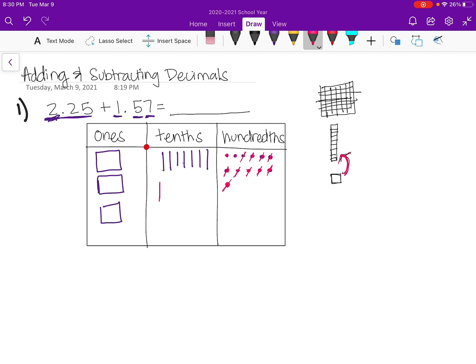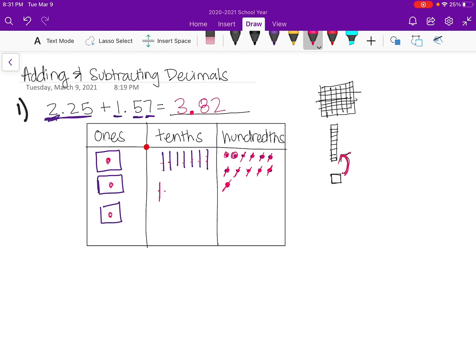1, 2, 3, 4, 5, 6, 7, 8. I have 8 tenths. I have 2 hundredths. Nothing needs to carry over. So my answer will be, in my ones place, I have 1, 2, 3. Then we can't forget, very important, that I put a decimal after my ones place. Decimals are not optional. Then in the tenths place, I have 1, 2, 3, 4, 5, 6, 7, 8 tenths. And I have 1, 2 hundredths.